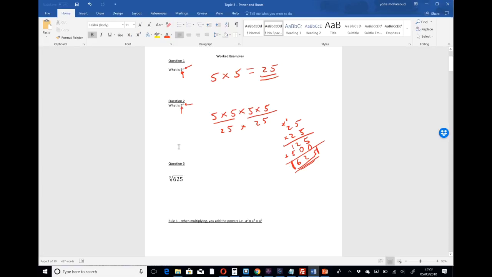Now, for question 3, you've got, what is the quad root of 625? So the quad root is basically the opposite of 5 to the power of 4. In this case, we know that 5 to the power of 4 gives you 625.